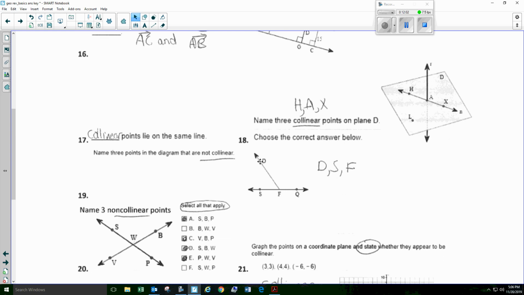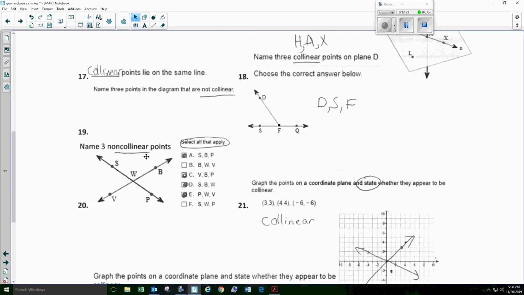Down here, D is a point. You see the point right there. And when they intersect right here, that's the same thing as a point. They just didn't have it there. So all four of these are points. And they wanted three non-collinear. D, S, and F. You could have said D, F, and Q.